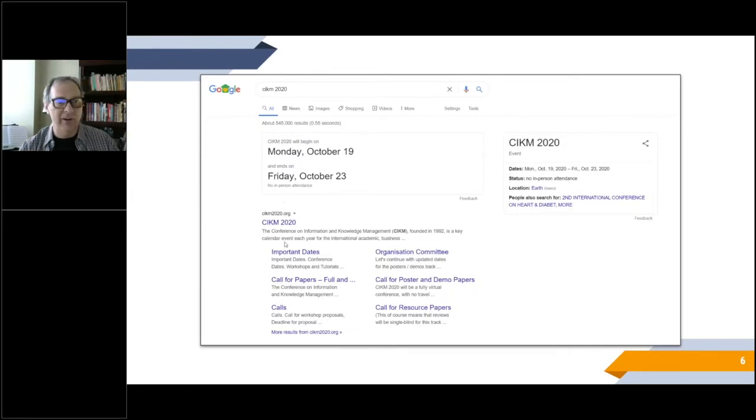In particular, you'll see here this CIKM conference, which is marked as an offline event. You will see this no in-person attendance flag, and as well in the knowledge panel representation of this. And I've been seeing, I'm not sure whether this is sticky, but for location, I've seen Earth and planet Earth appear here. So the schemas do seem to be making their way into Google markup.